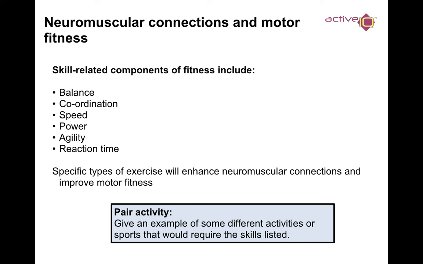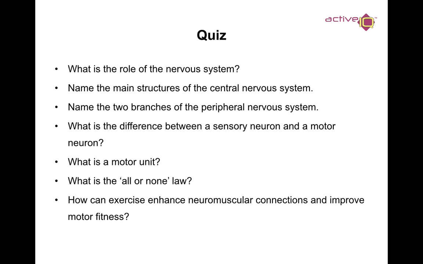So we're moving on to neuromuscular connections and motor fitness. Skill-related components of fitness include, as we've done before, balance, coordination, speed, power, agility and reaction time. Specific types of exercise will enhance neuromuscular connections and improve motor fitness. I'm just reiterating things there. Basically, the more you exercise, the more connections you get.